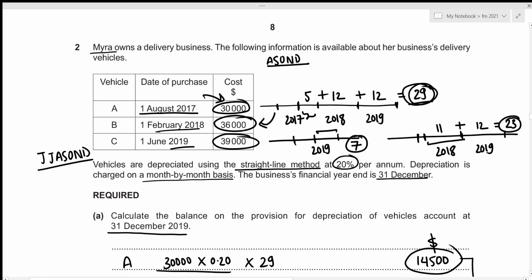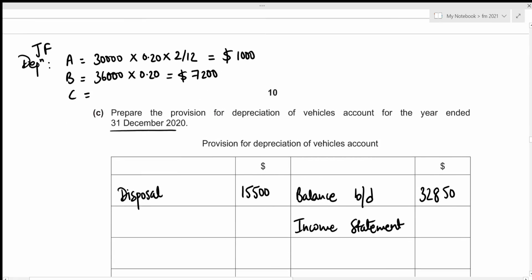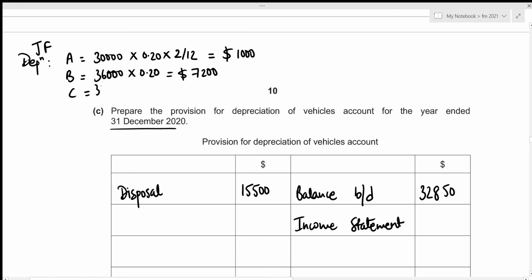And the cost is 39,000. So we're going to utilize this value. That's 39,000 times the rate of 20%, which gives the depreciation charge for 12 months, which is what we require. So the total depreciation would be 39,000 times 0.20, which results in the value of 7,800.